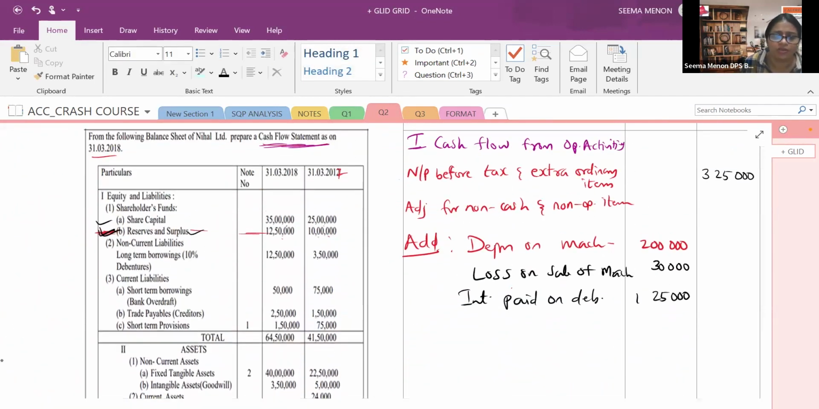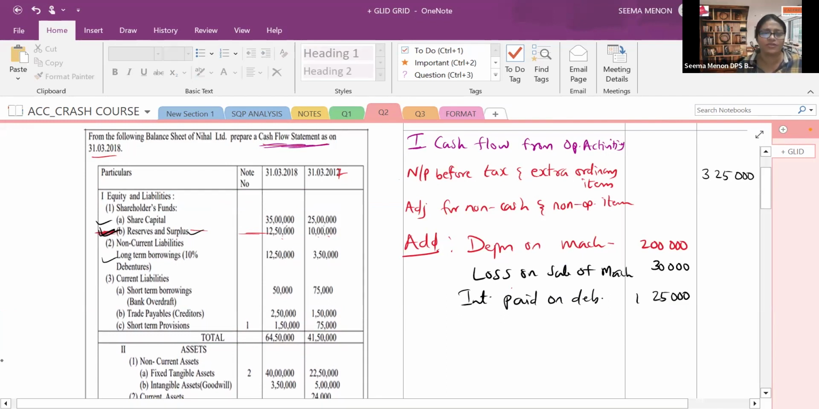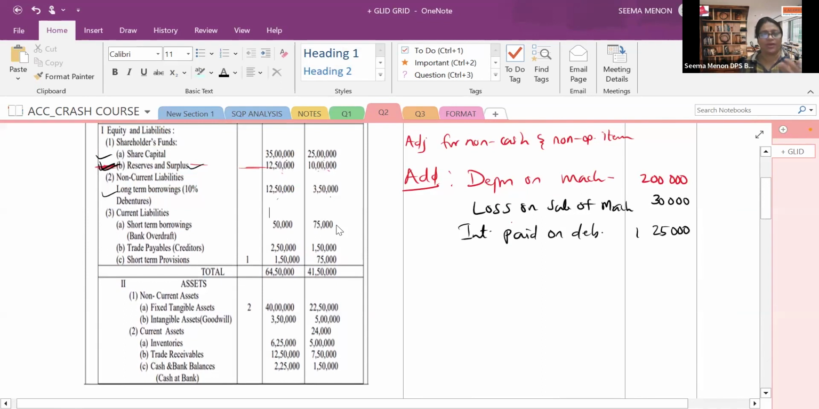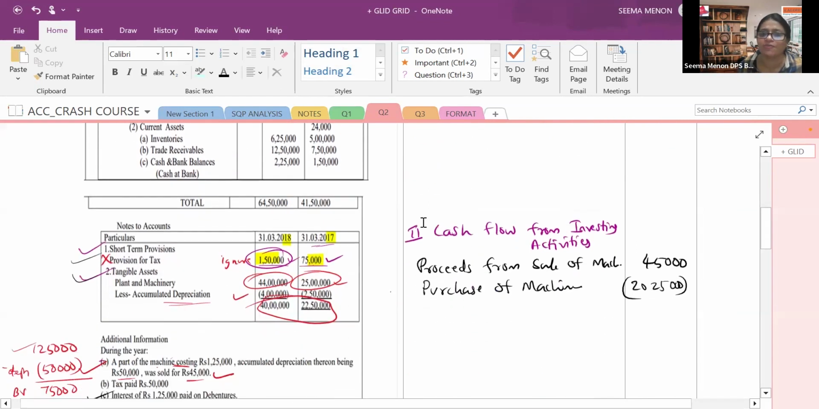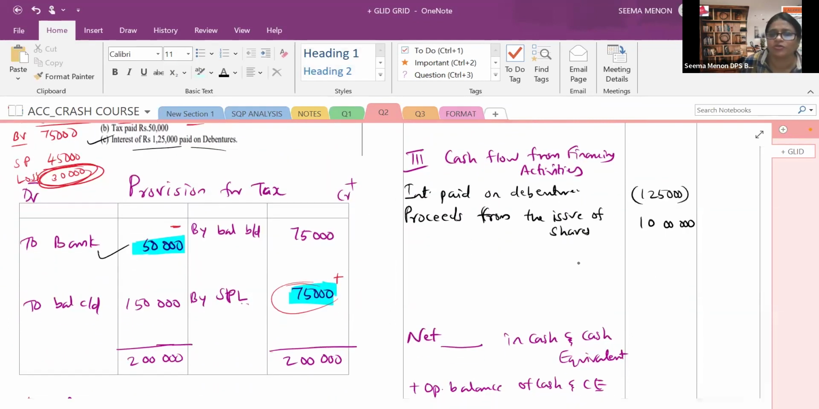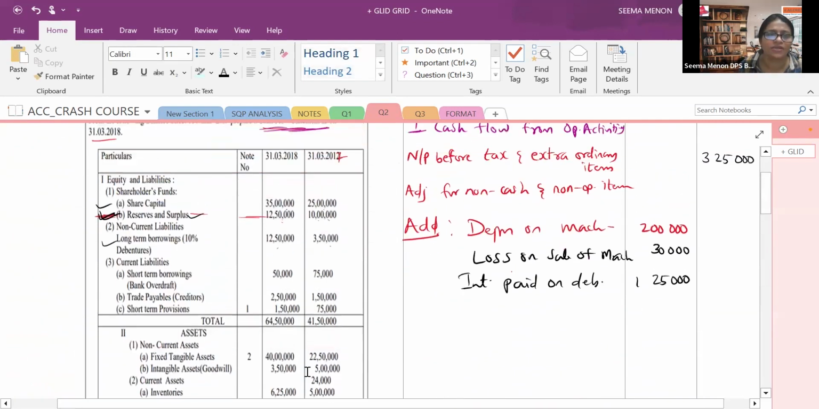The third one, long-term borrowings. We have already done the interest on debenture; it is written in the bracket, 10% interest on debenture. Now, no need to calculate any interest on debenture. But we know that in the starting it is 3,50,000 and now it is 12,50,000, so there is an increase of 9 lakh rupees. An increase means inflow. Inflow means proceeds from the issue of debentures. We issued new debentures of 9 lakh rupees. So you will write proceeds from the issue of debentures, 9 lakh rupees. Because at the start it was 3 lakh 50,000 and now it has become 12 lakh 50,000. So there is an inflow again.